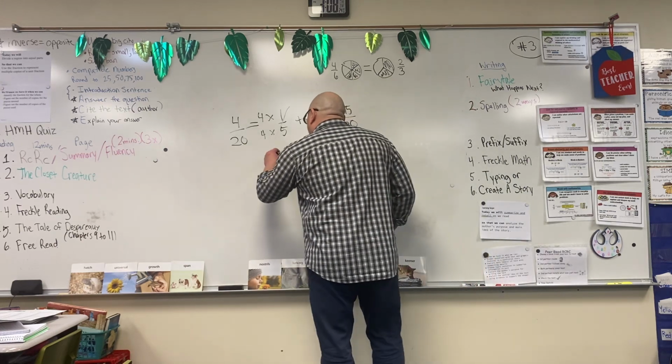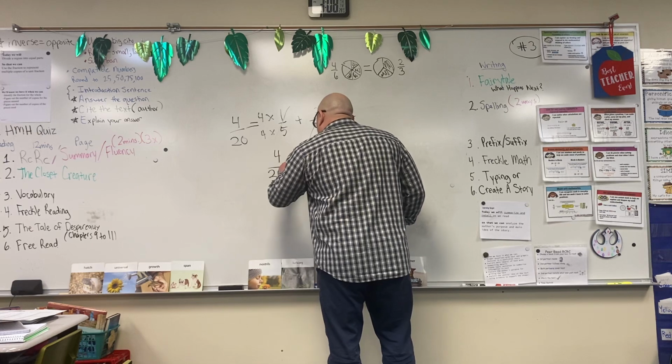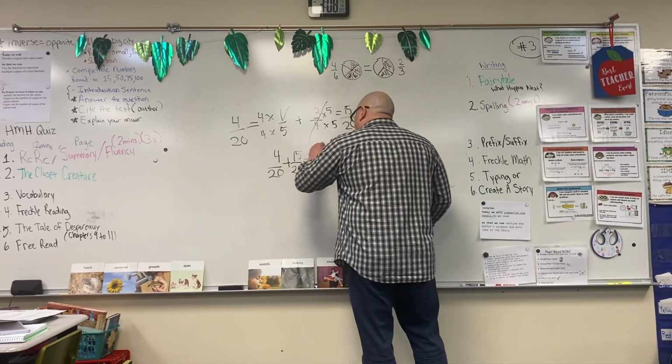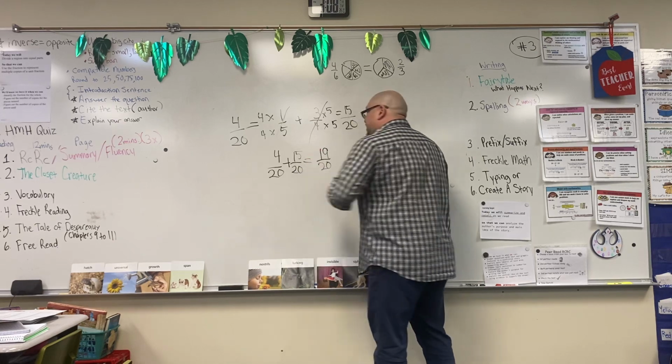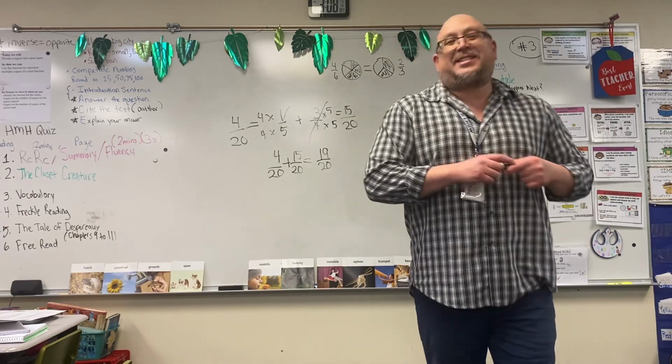Now we bring it down. 4/20 plus 15/20 equals? 19/20. Ta-da! It's like magic.